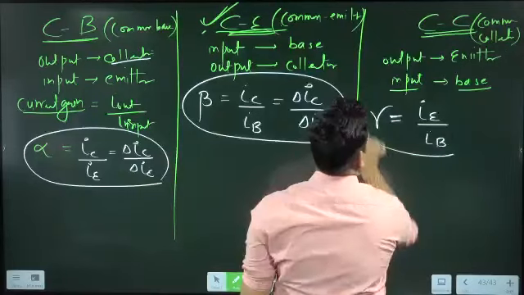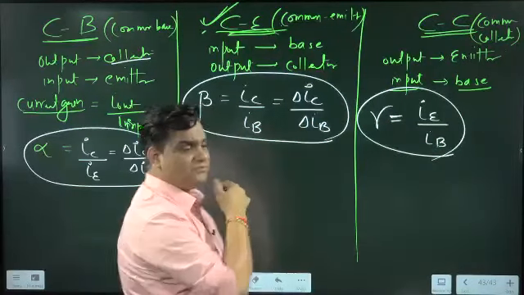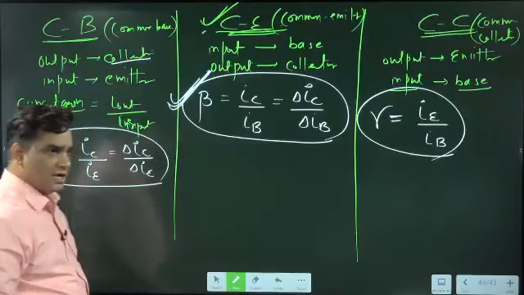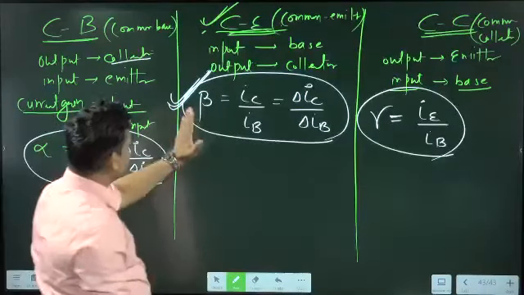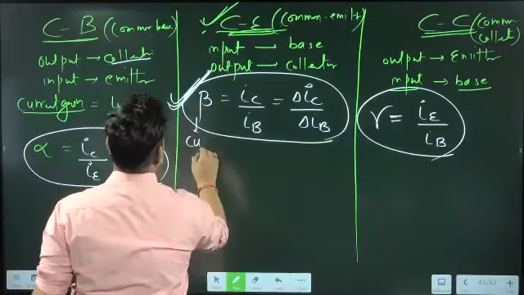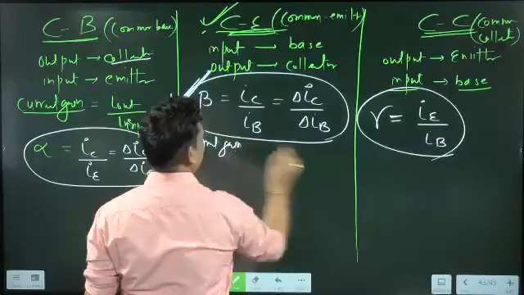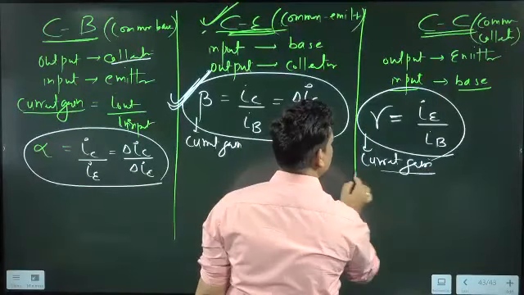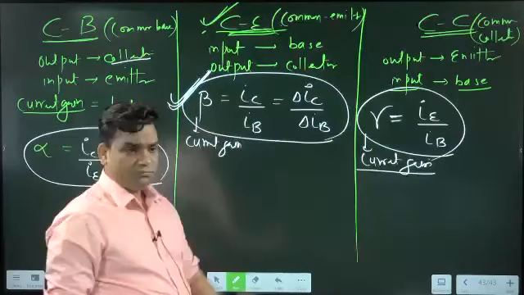Okay. Anyone having problem in the alpha, beta, gamma? Alpha you have to remember all. This beta you have to remember always. Now this is the current gain. This is also your current gain. And this is also your current gain, current gain in the common collector. Everyone knows voltage gain.